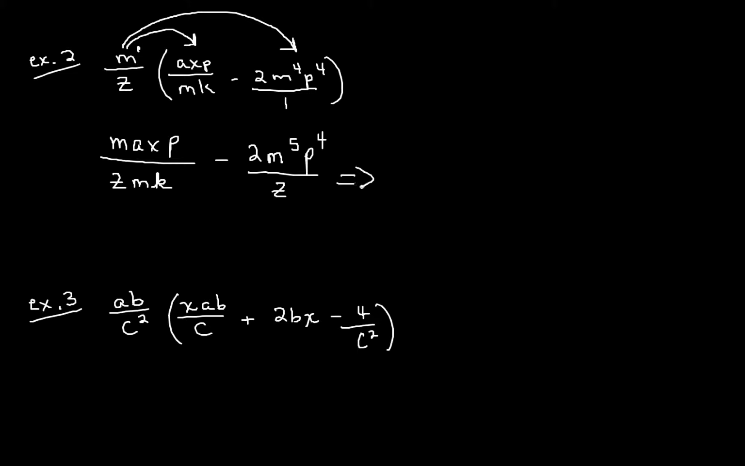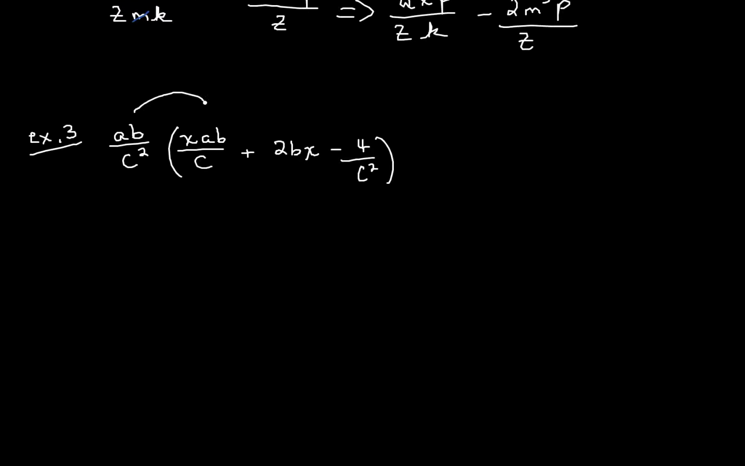We're almost there. In the first term, we can cross out the m with the m like that, and there's nothing else we can cross out. If we look at the second term, there's nothing we can cross out. So we're just going to end up with axp over zk minus 2m to the 5th p to the 4th over z. Just a couple easy steps for these. It's not too bad. Alright, let's try another one.